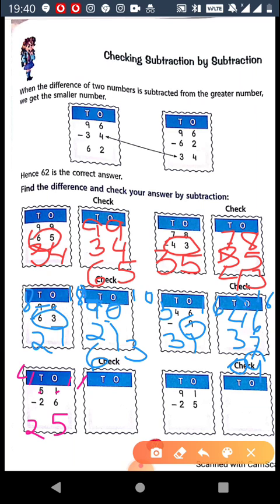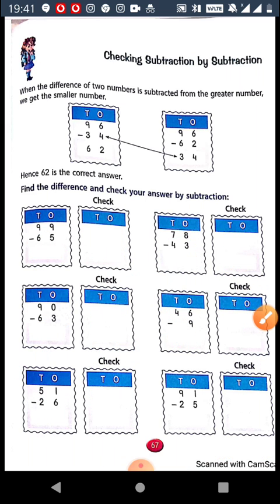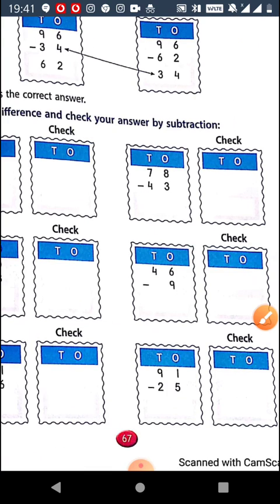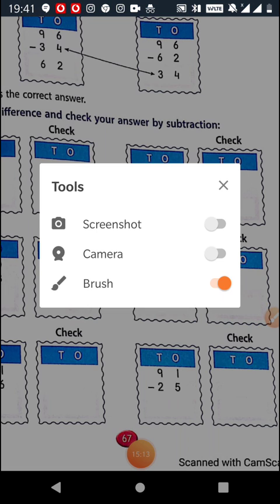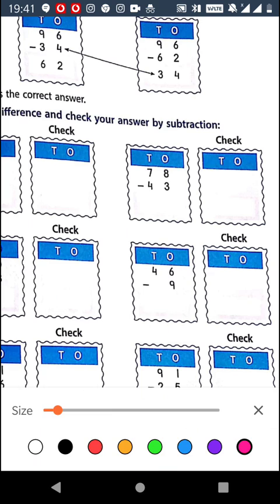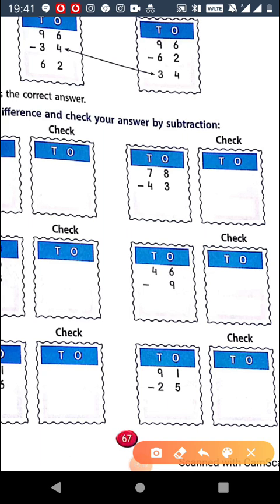And now when you subtract this answer from the bigger number, that is 51 minus 25, what do you get? 11 minus 5 is 6 and 4 minus 2 is 2, 26, which is the smaller number. So hence our answer is correct. Okay. And the last sum is 91 minus 25. Again, we cannot subtract 5 from 1. So we borrow 1 ten from here.